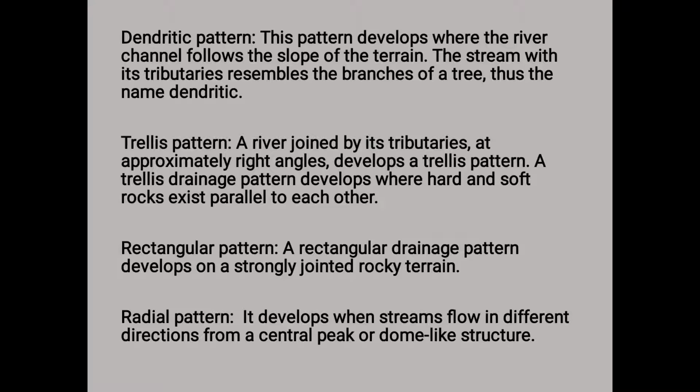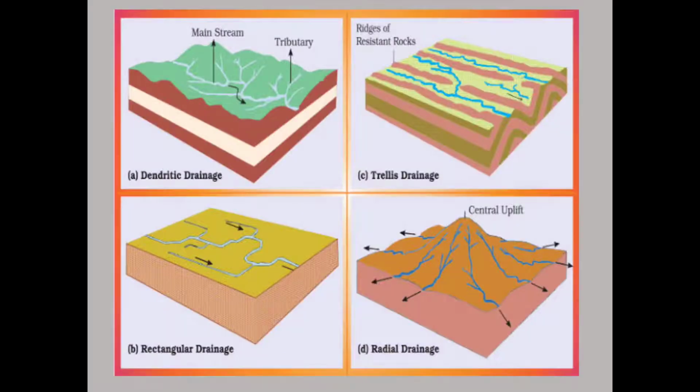A trellis drainage pattern develops where hard and soft rocks exist parallel to each other. Then comes rectangular pattern. This pattern develops on a strongly jointed rocky terrain. Next is radial pattern. It develops when streams flow in different directions from a central peak or dome-like structure. Here you can see the four drainage patterns with the help of a diagram.